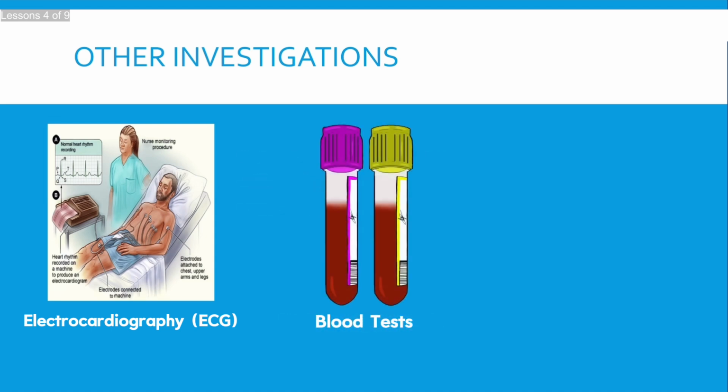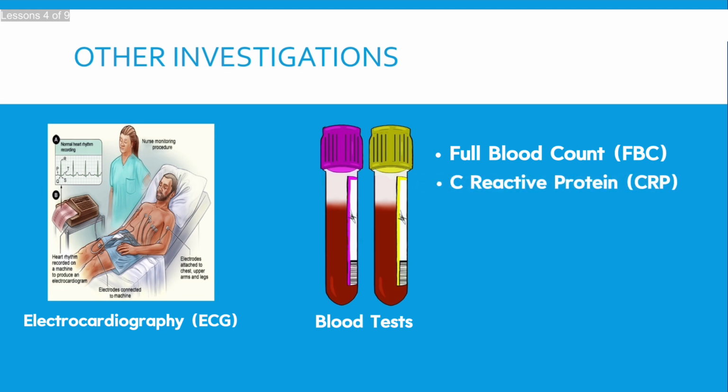Blood tests include a full blood count. This may show normochromic, normocytic anemia, and neutrophil leukocytosis. CRP. This is a marker of acute inflammation, and monitoring CRP levels helps clinicians assess the response to treatment.